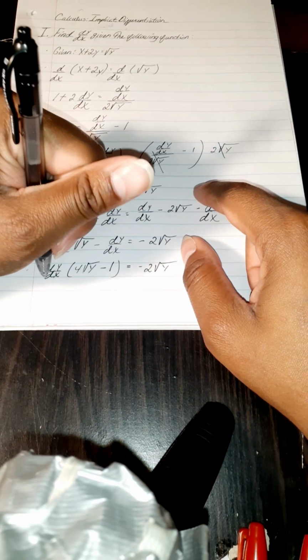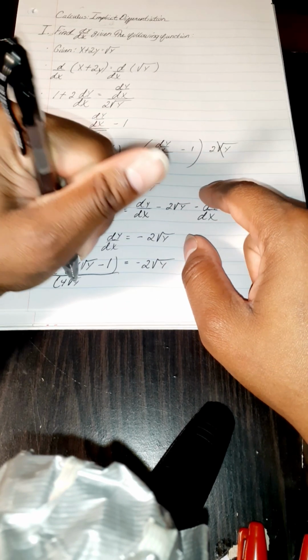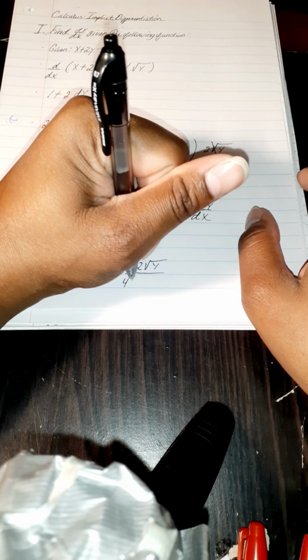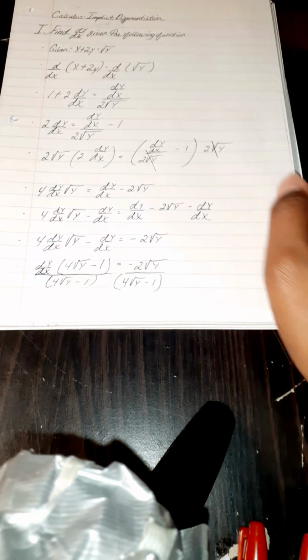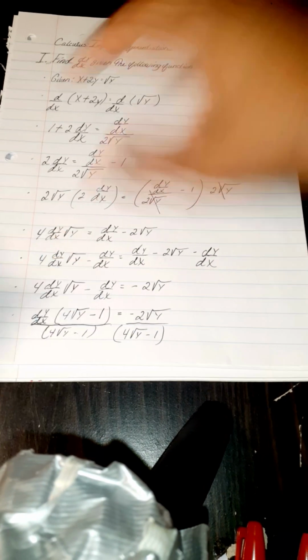And now we'll divide both sides by 4 times the square root of y minus 1. So, put in parentheses, 4 times the square root of y minus 1. So we divide both sides by that. And we'll clean it up a little bit.